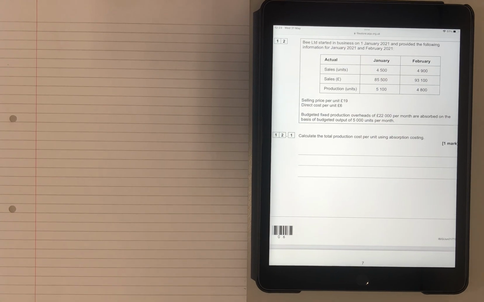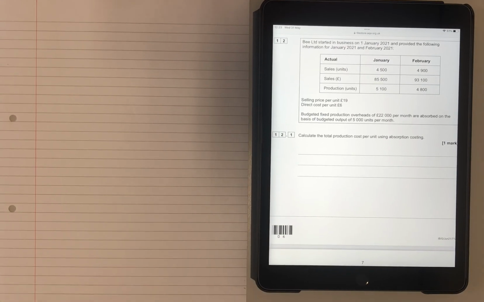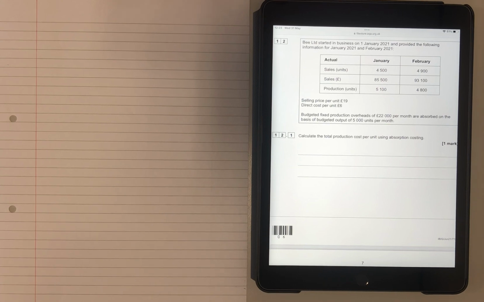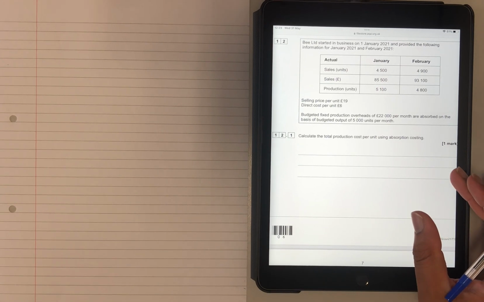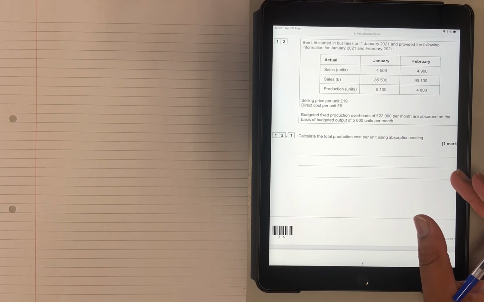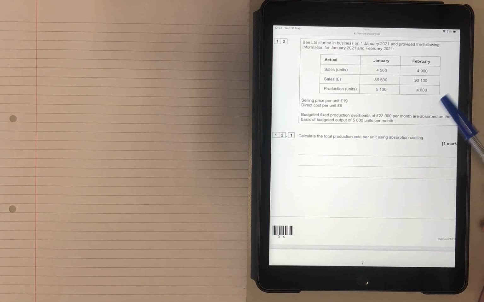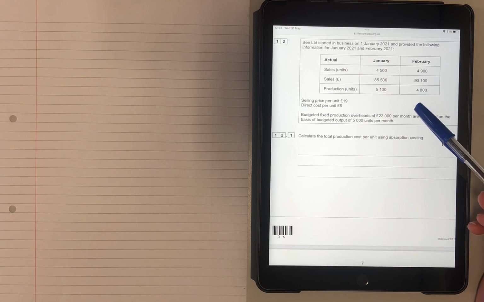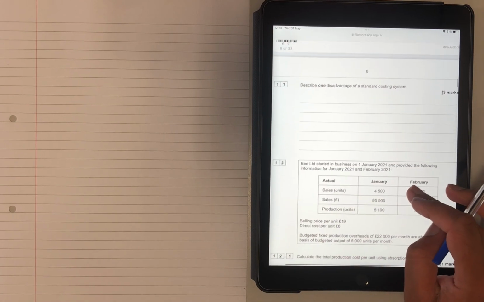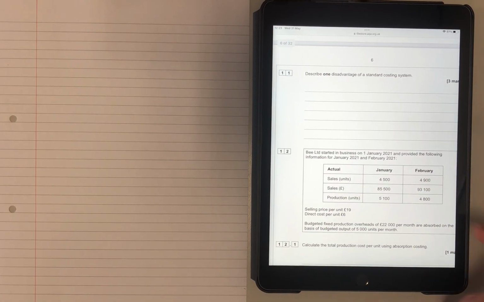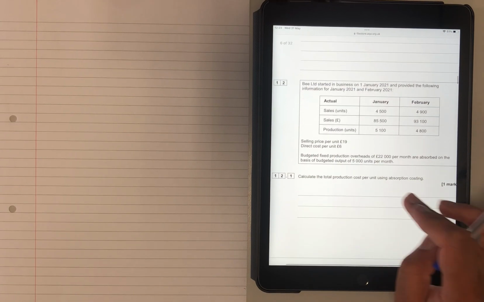In this session, I'll be going through the AQA 7127 Paper 2 2021 paper. So I'm going to start off with question 12. You've got the 10 multiple choice, which you could probably do yourself. And then you have a written question about a disadvantage of a costing system. I'm going to jump straight into question 12.